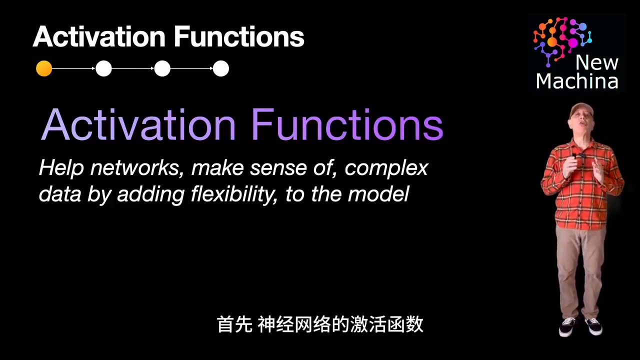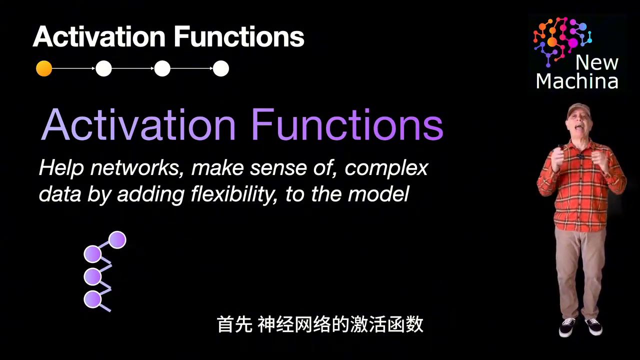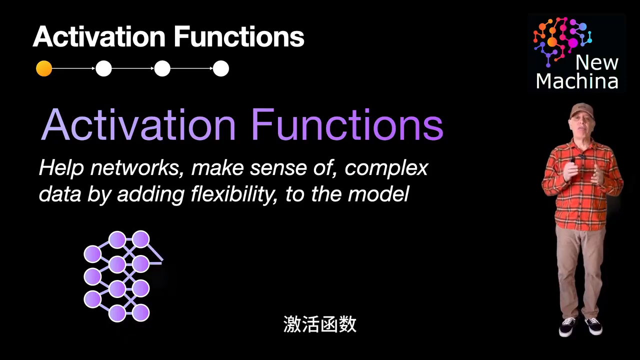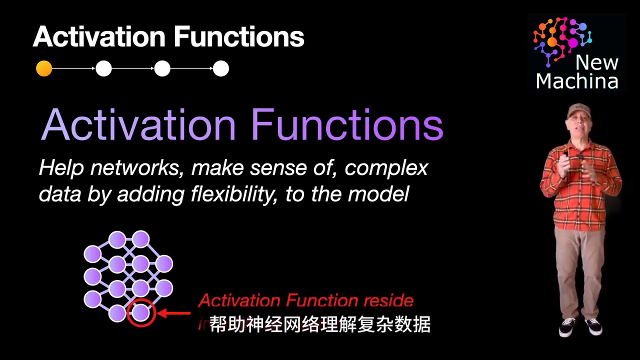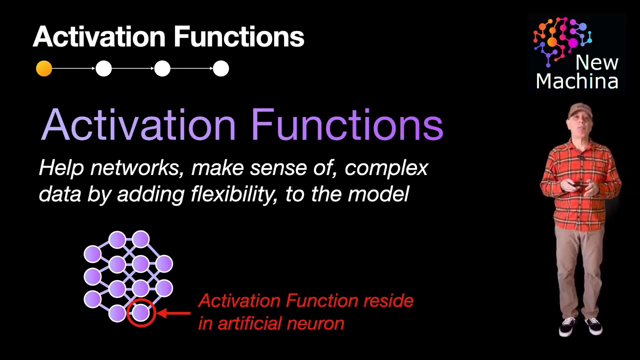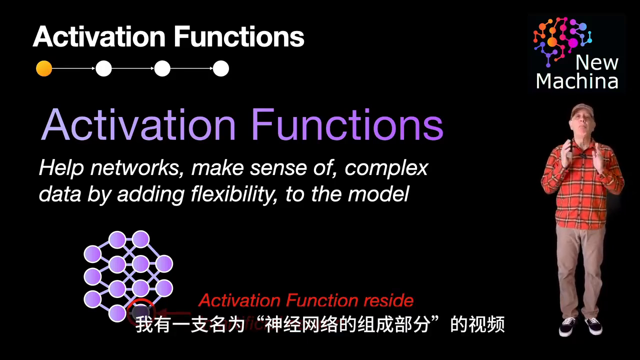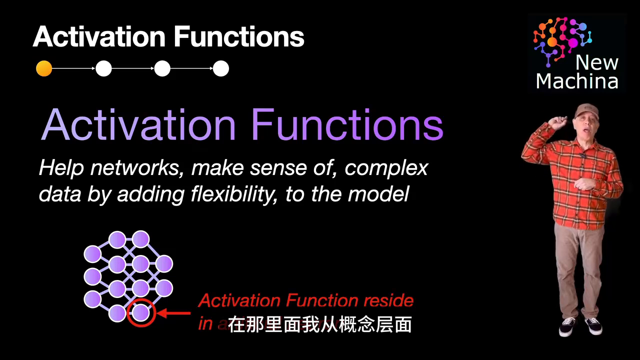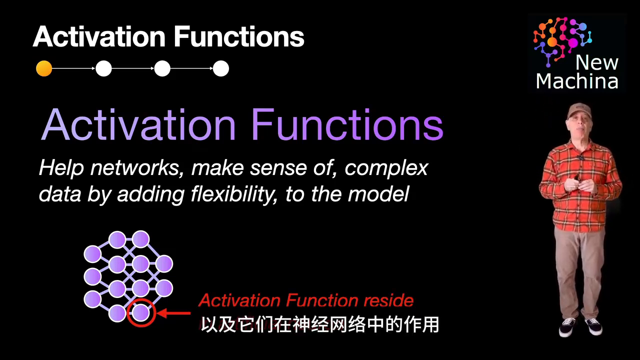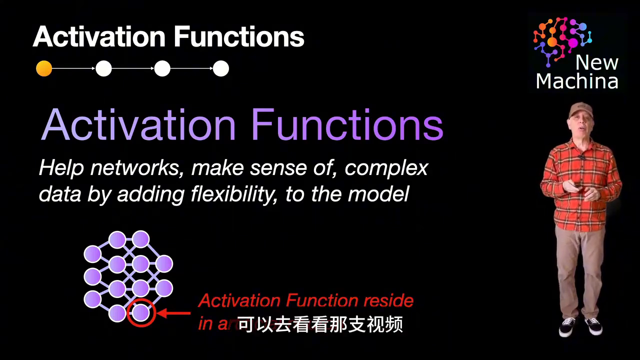So first, what do neural network activation functions actually do? Well, in simple terms, activation functions help neural networks make sense of complex data by adding flexibility to the model. I have a video called Components of a Neural Network where I describe conceptually how activation functions work within a neural network. Check this video out if you want to go deeper.